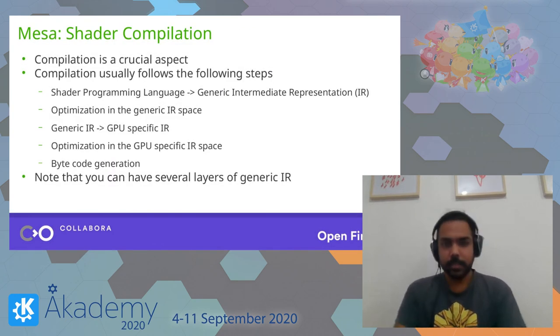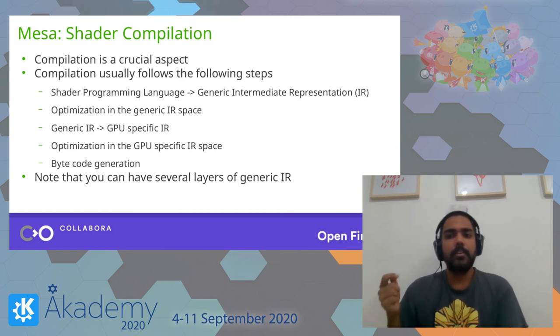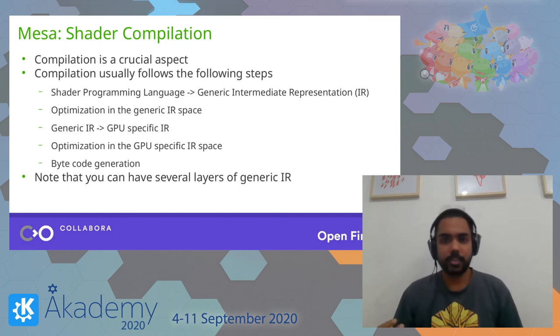One of the other crucial aspects of the user space drivers is shader compilation. As I said, part of the pipeline is programmable, and compilation of these programs is a pretty crucial aspect. It usually involves transformations and optimization passes. What do I mean by that?